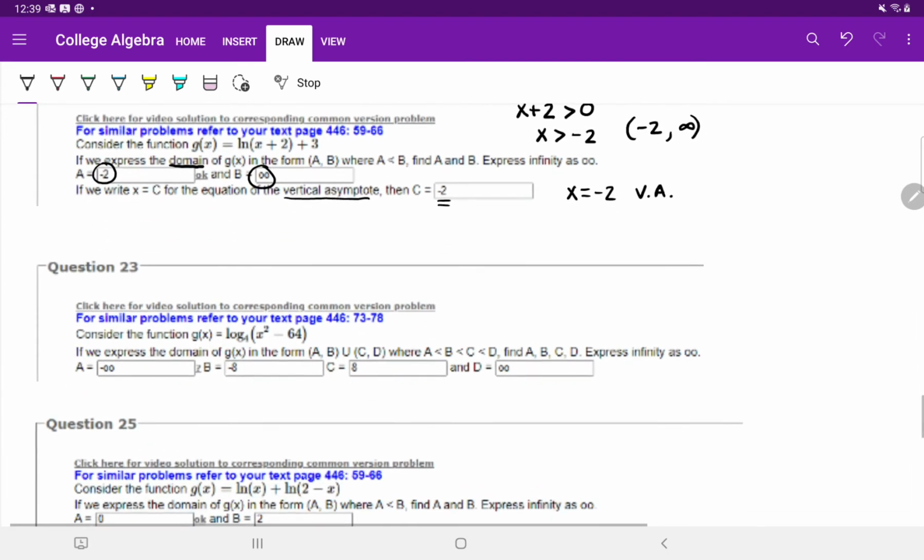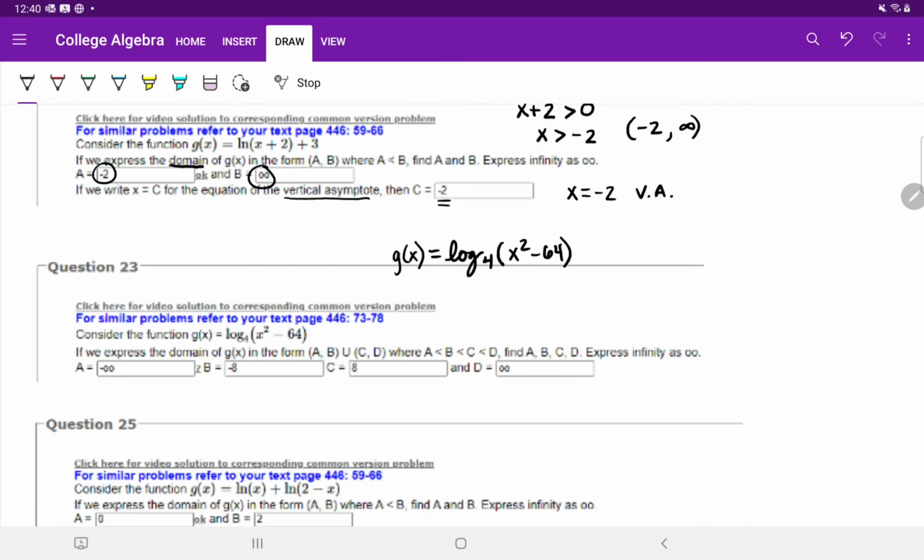For the next example, we're going to do something very similar, but this problem is a little bit more complex. We have g of x equals log base 4 of (x squared minus 64). To find our domain, we have to restrict what's inside the log to be greater than 0. Now, I'm going to erase everything else. We don't even really care about our function anymore. Now what we're looking at is an inequality. To solve this, we're going to be using the test point method that we learned in Unit 10.